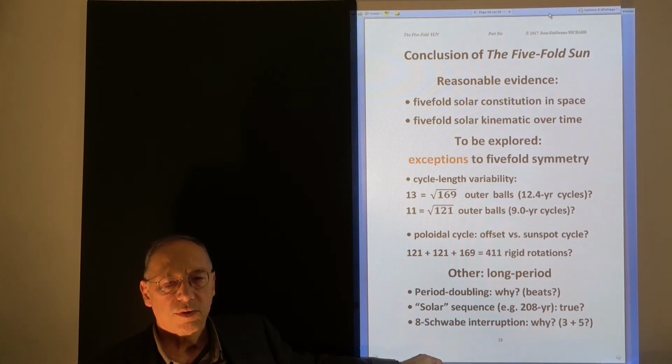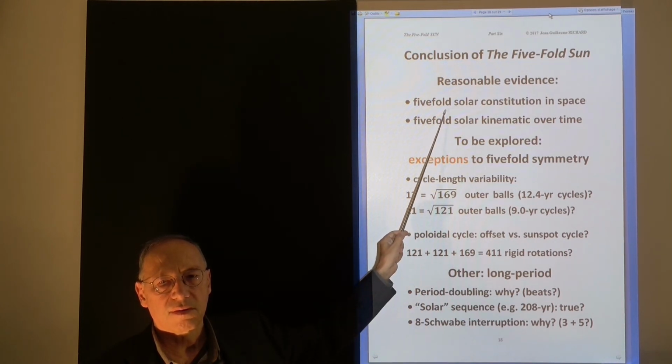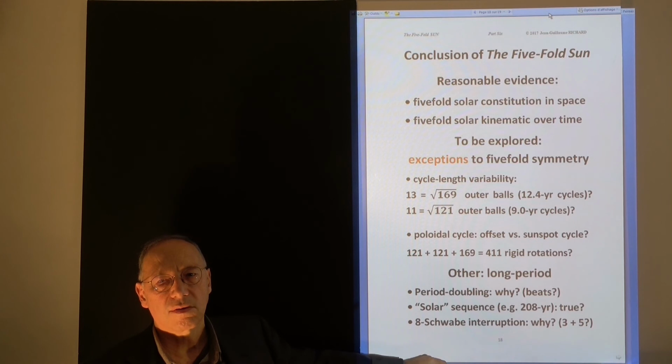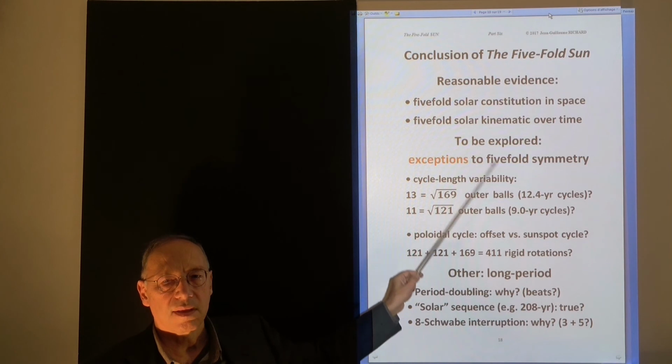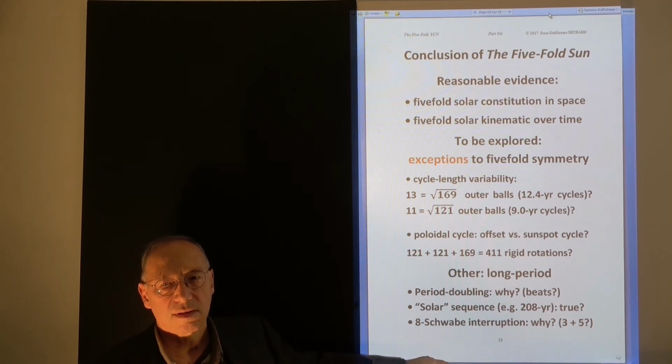As a result, we propose that there is reasonable evidence that there is a fivefold solar constitution in space, in volume and in surface, and there is a fivefold solar kinematic over time. The Fibonacci numbers of rotations, Lucas numbers of rotations, and solar sequence numbers of rotations all stem from the mean and extreme ratio, which is fundamentally associated with fivefold symmetry.